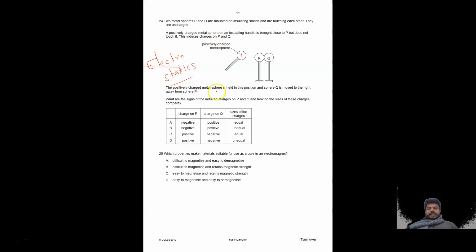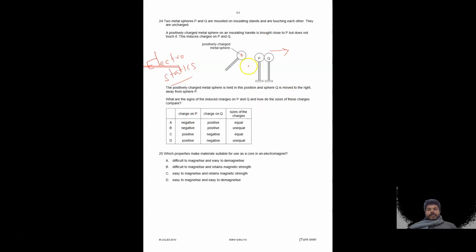The positively charged metal sphere is held in this position and the sphere Q is moved to the right. That means the sphere Q is moving to the right, separating from each other, away from the sphere P. What are the signs of the induced charges on P and Q? And how do these charges compare?